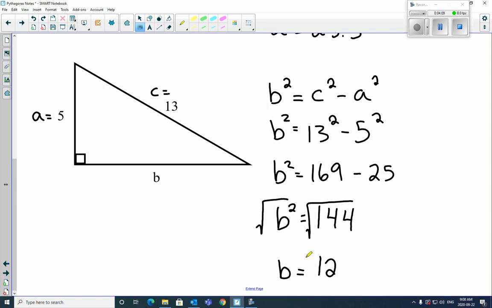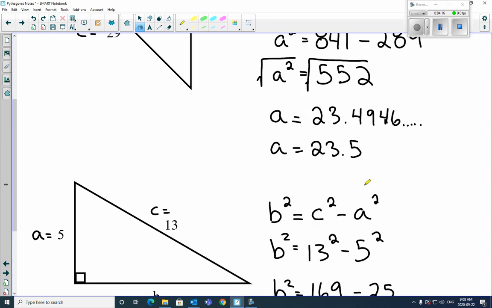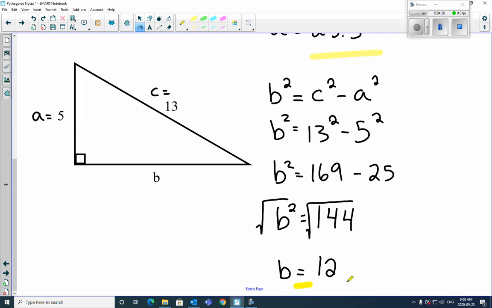Take the square root. Now, this one was actually really nice. It came out with no decimals, right? It was a perfect square. So sometimes they're going to come out as decimals like this one, this 23.5 right here, and sometimes they're going to come out as beautiful, lovely numbers like that. Don't be surprised when you get them either way.